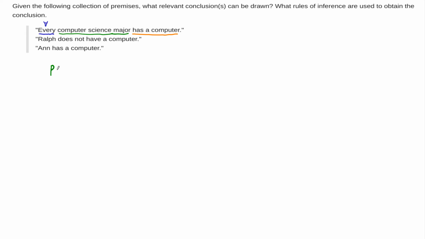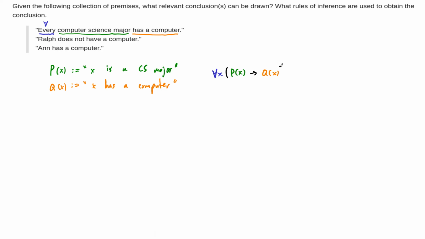We can define propositional functions. Let's say P of X we can define to be X is a CS major. So then this statement right here says P of X, right? And then we can define Q of X to be X has a computer. So these are propositional functions. Now, at this point our statement says for all X, and then P of X, so if our student is a computer science major, P of X implies Q of X, then they have a computer.